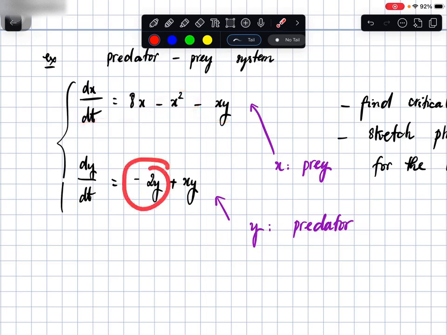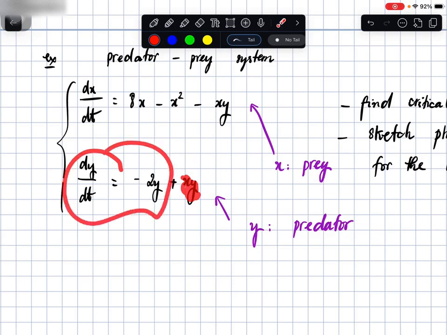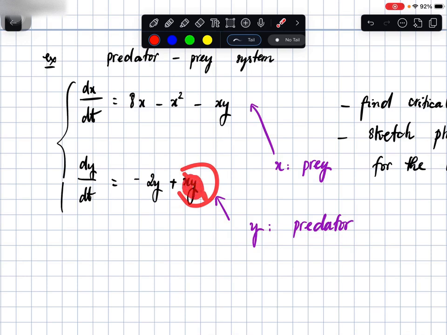And for the predators, when there is no prey, if we don't have this term, they continue dying out. If they don't have enough food, it keeps decreasing.